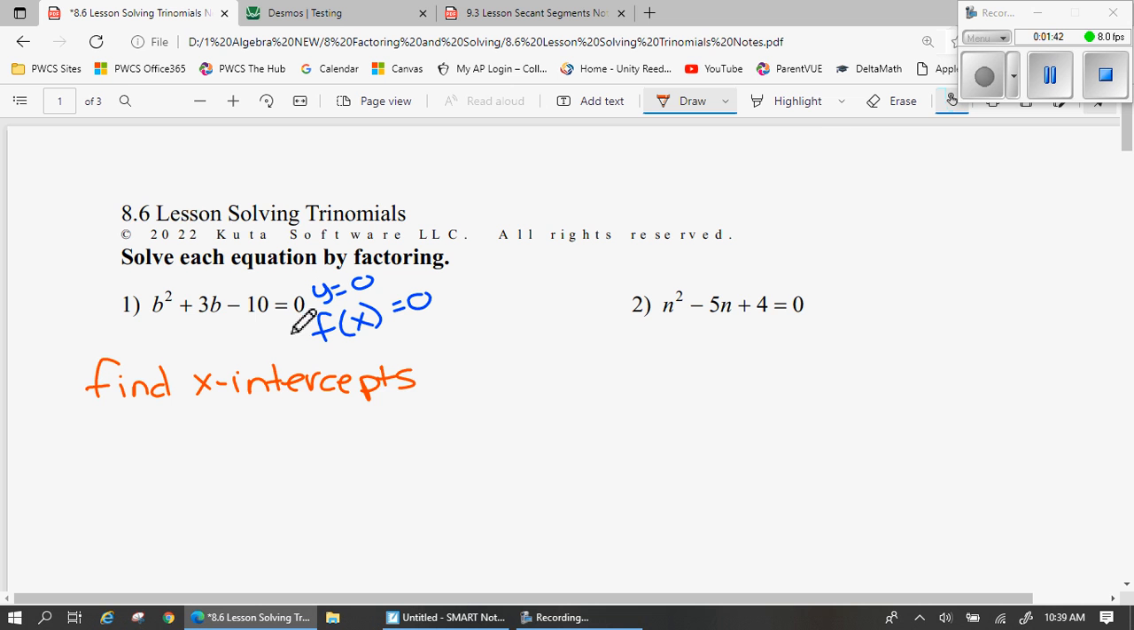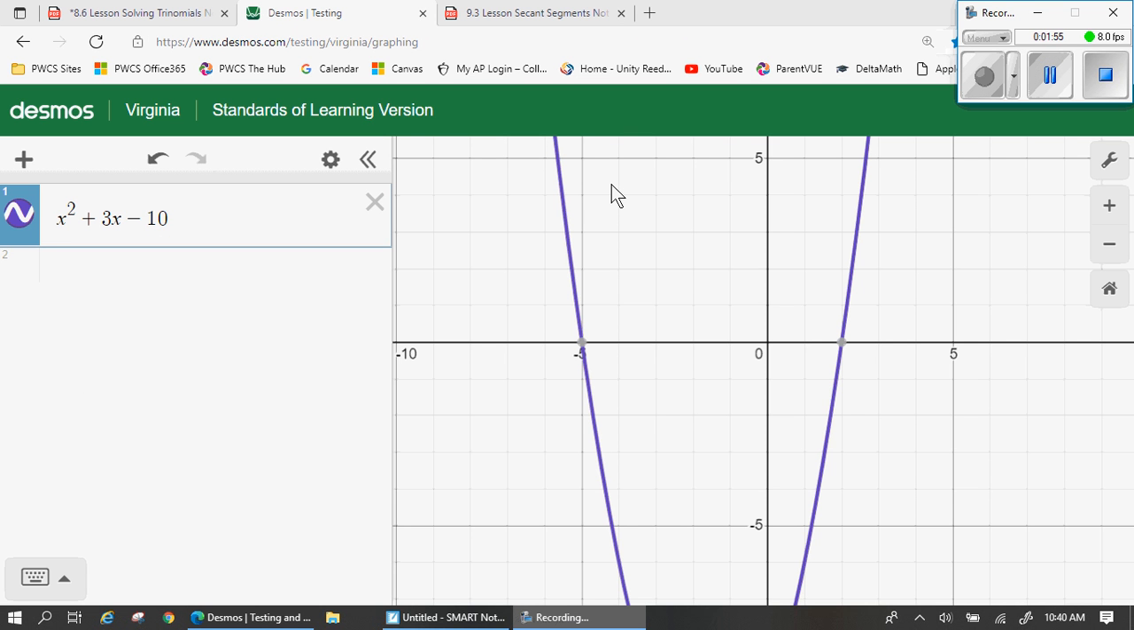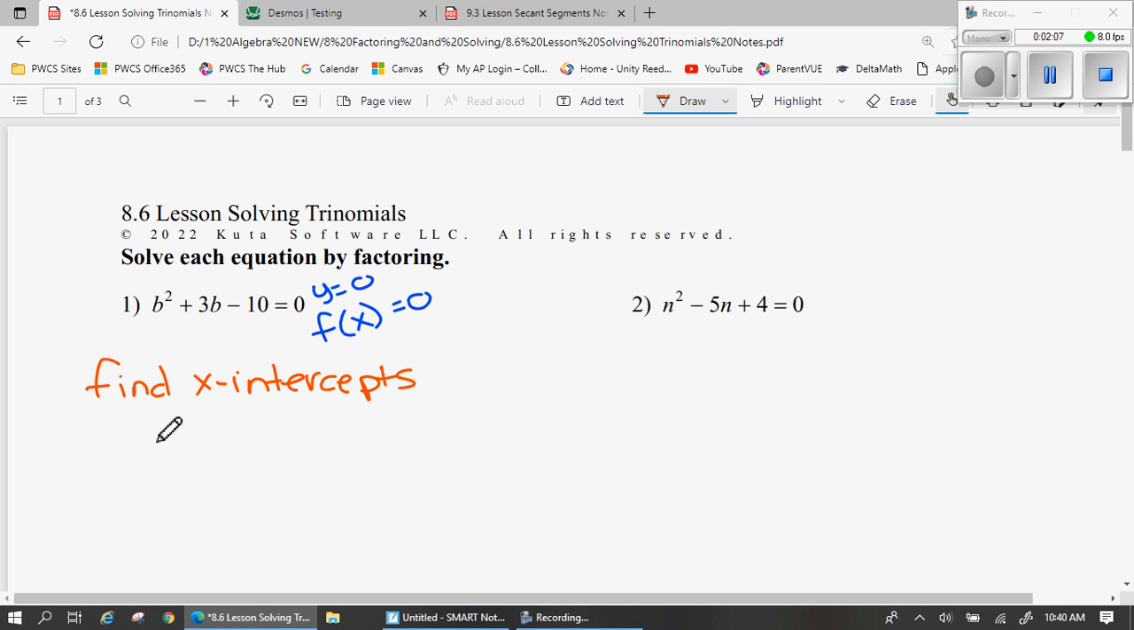So we will graph these. Remember, you need to change b to x or n to x. We're not going to put the equals 0 in. We're just going to do b squared plus 3b minus 10. So I put that into Desmos, and I'm going to do what I've been doing. Find my x-intercepts. X equals -5, x equals 2. And those are the solutions.